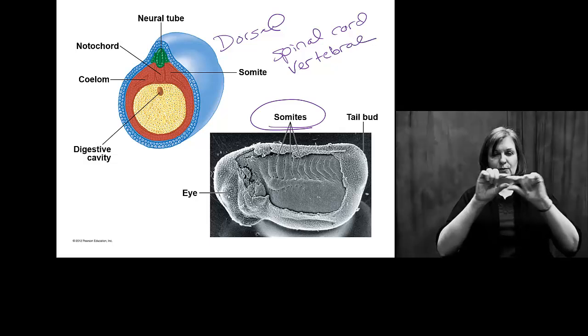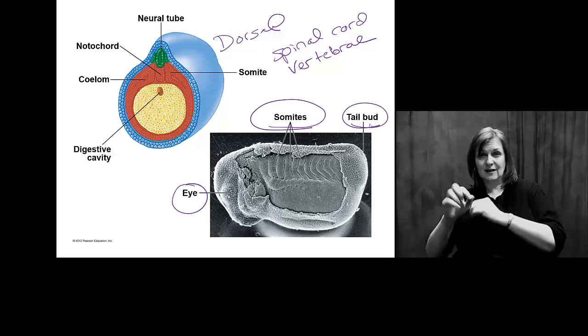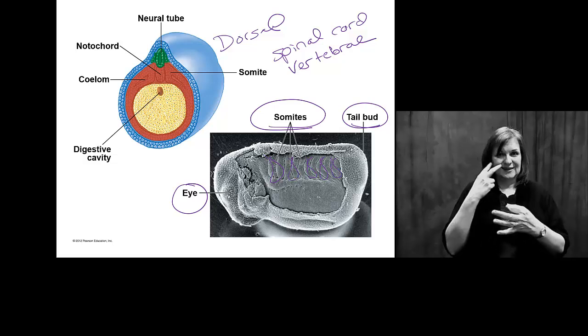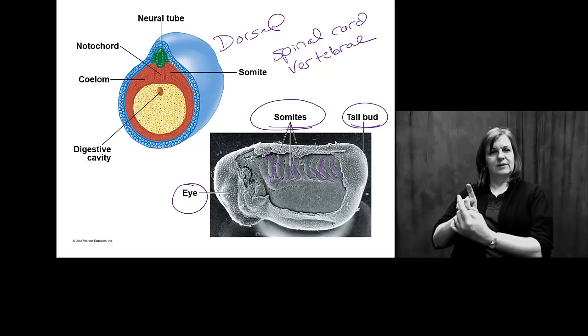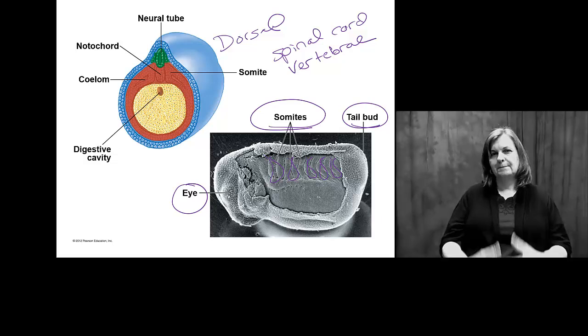But the somites here, you see with the orientation of an eye here and a tail bud here, these somites are very long and skinny, and they have pairs. If you could see the other side, these are paired up. So what do you think that these are going to become?